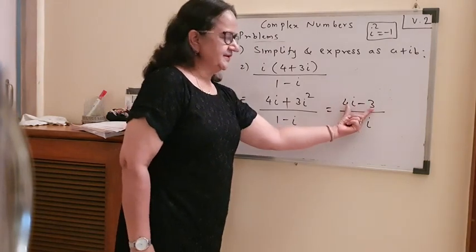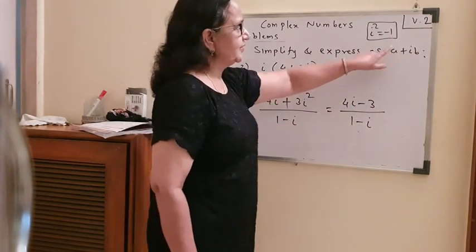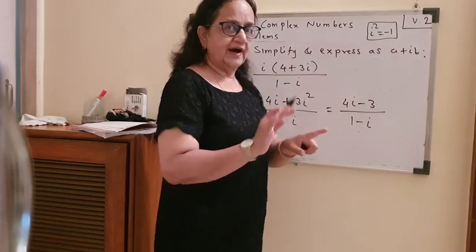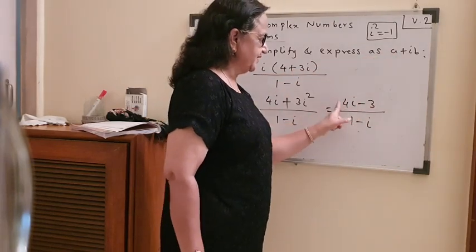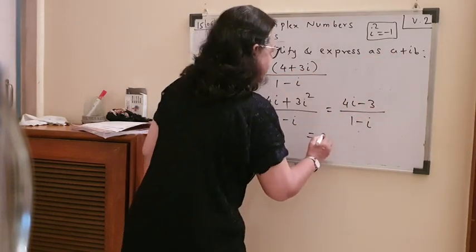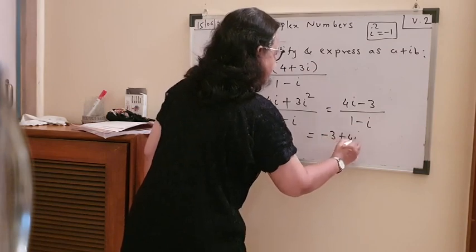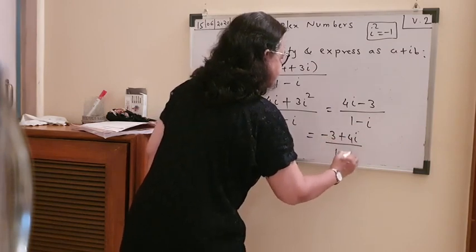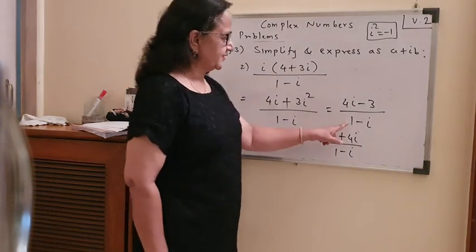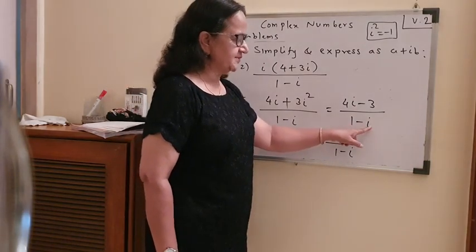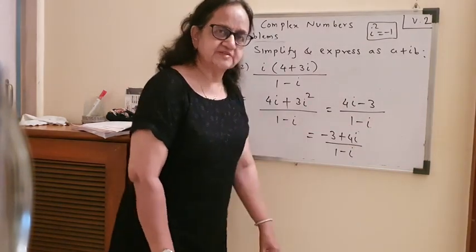Actually, the numerator is not the way I want. I want first a, that is with no i. So ideally it should be minus 3 plus 4i. If you want, you can make it. Minus 3 I will write first, plus 4i, divided by 1 minus i. Down it is okay. First no i and the second term contains i. So that's a complex number.